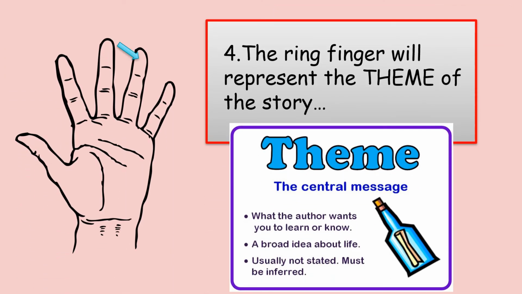So next comes the ring finger. And the ring finger represents the theme of the story. So what is the theme? Theme means what is your learning from the story. What the author wants you to learn from the story. So that is called a theme.